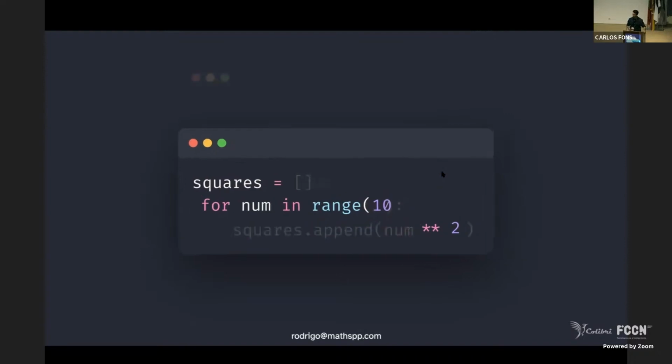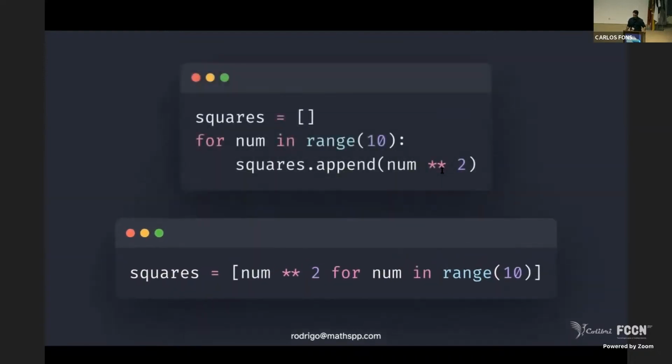And I want to compare this to a list comprehension. So just let that sink in. Notice that there's similarities here. There's the num squared. You can see it on both snippets. And there's the loop over here. You can also find it in your list comprehension.